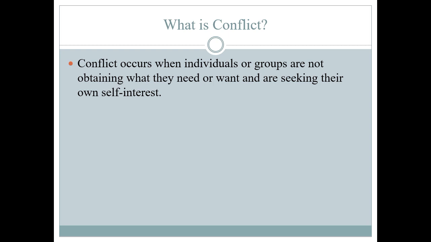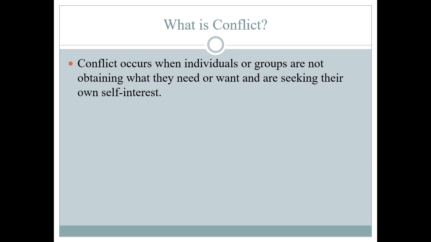Now consider the other part of the title of today's content. What we will be studying here today is problems and causes of conflict in business relationship, right? Now what is conflict? Conflict occurs when individuals or groups are not obtaining what they need or want and are seeking their own self-interest.